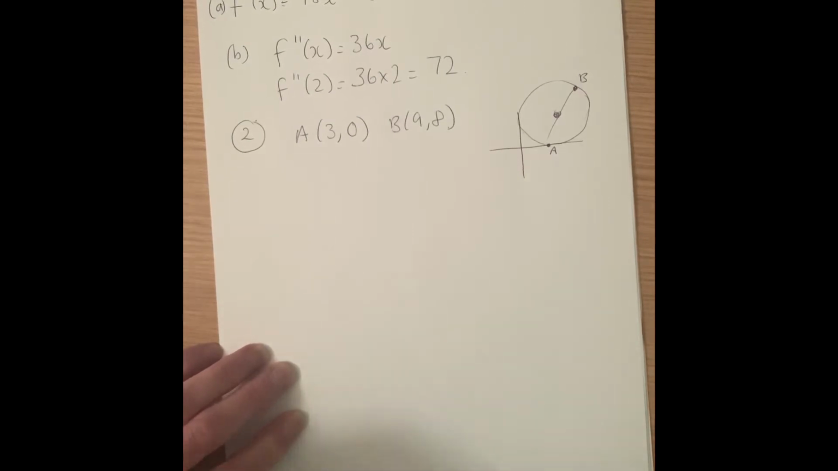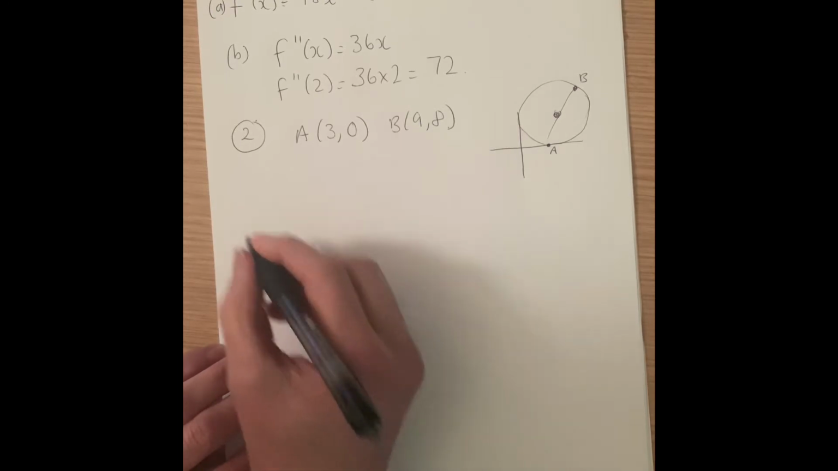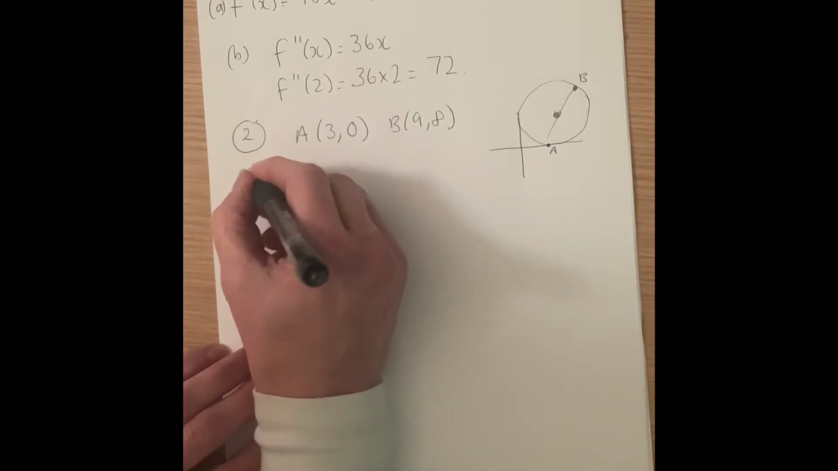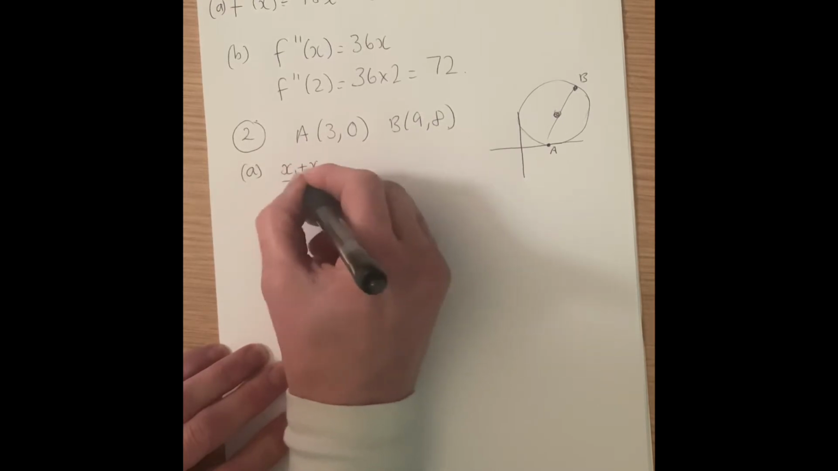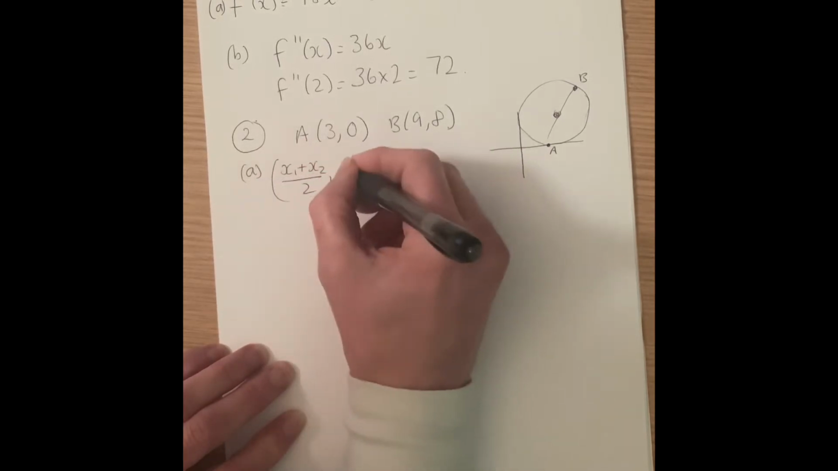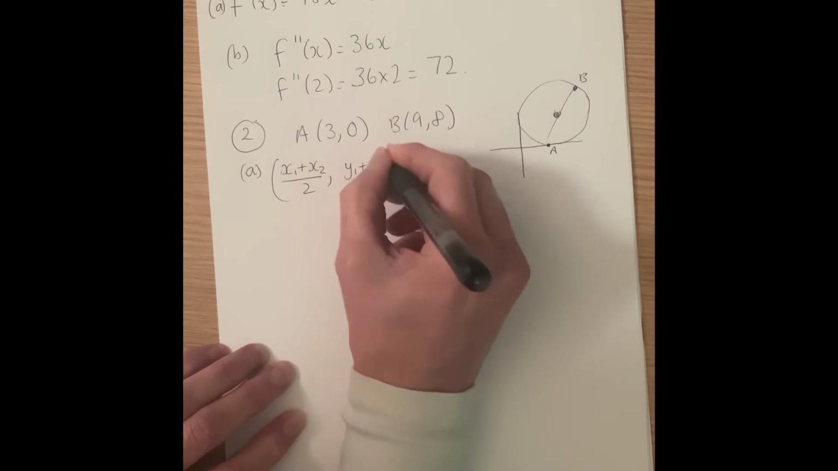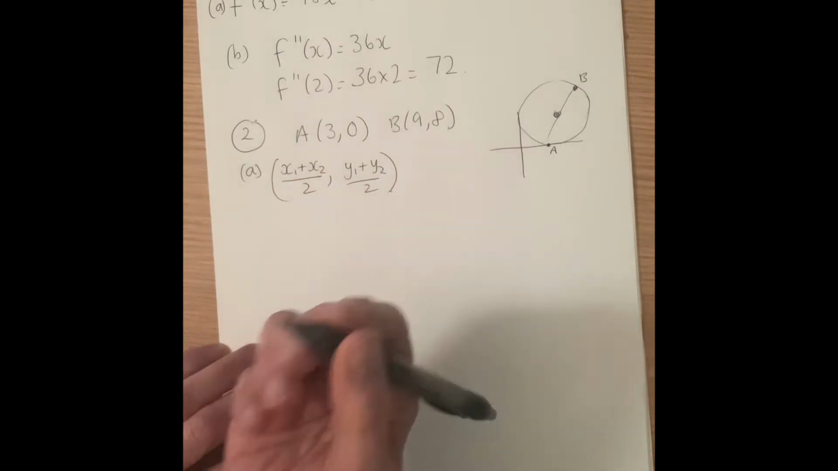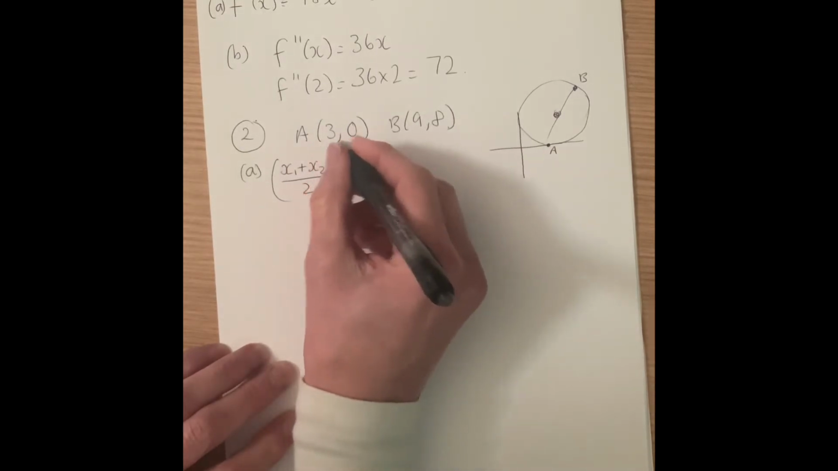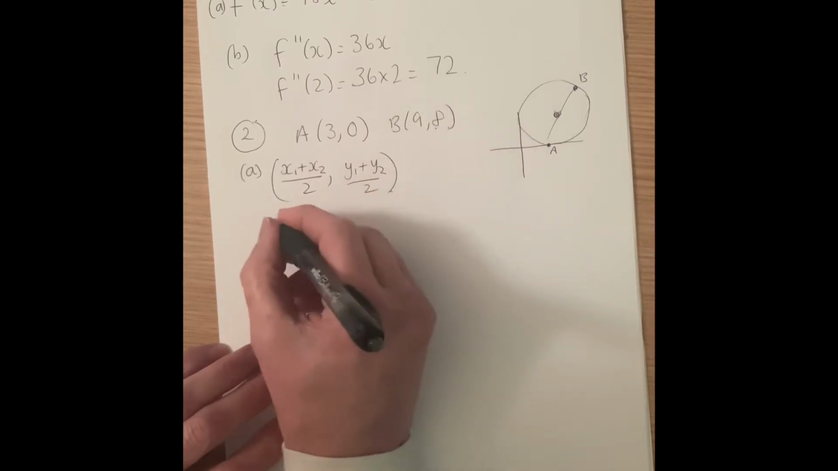Right, it asks you to find the coordinates of the centre of the circle. So the first thing you want to do is find the midpoint. Now remember, when you find the midpoint, you find the mean average of the x values and the y values. So make sure you're adding them if you're using this method, not taking them away. Or just think, what's halfway between 3 and 9? What's halfway between 0 and 8?